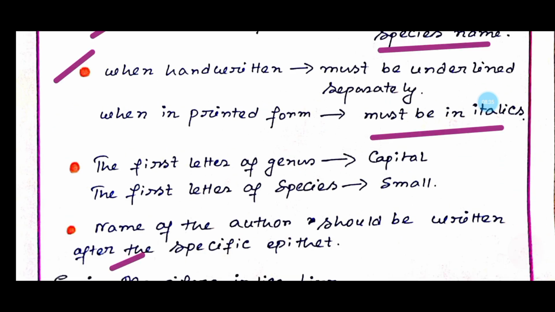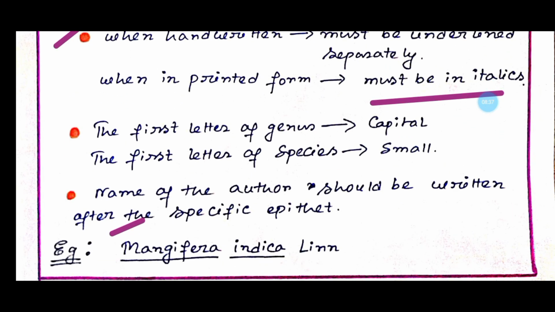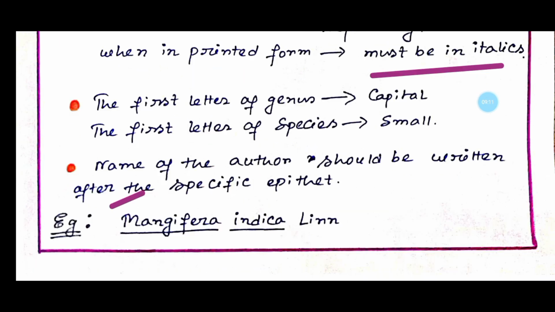What is the next rule? The next rule is that the first letter of the genus should be in capital and the first letter of the species should be in small. See here, the scientific name of mango, Mangifera, is the genus name, and the first letter of the genus name, M, is in capital. The first letter of the species, indica, starts with a small i, that means it starts with a small letter. This is the rule.